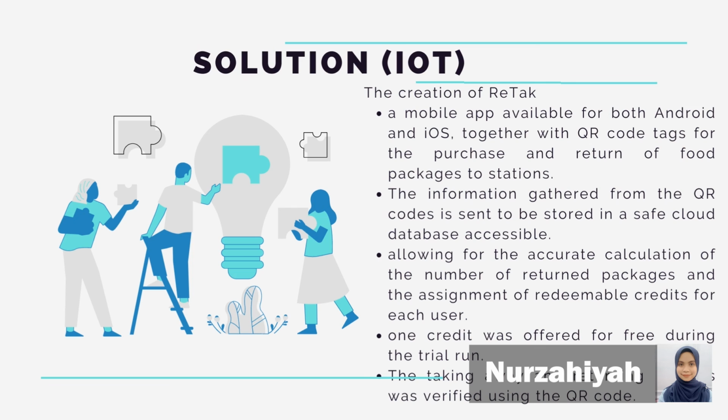Next, for the solution for Internet of Things, which is IoT, we need the creation of ReTag, which is a mobile app available for both Android and iOS, together with QR code tags for the purchase and return of food packages to stations. The information gathered from the QR codes is sent to be stored in a safe cloud database, allowing for the accurate calculation of the number of returned packages and the assignment of redeemable credits for each user. One credit was offered for free during the trial run. And lastly, the taking away and returning process was verified using the QR code.